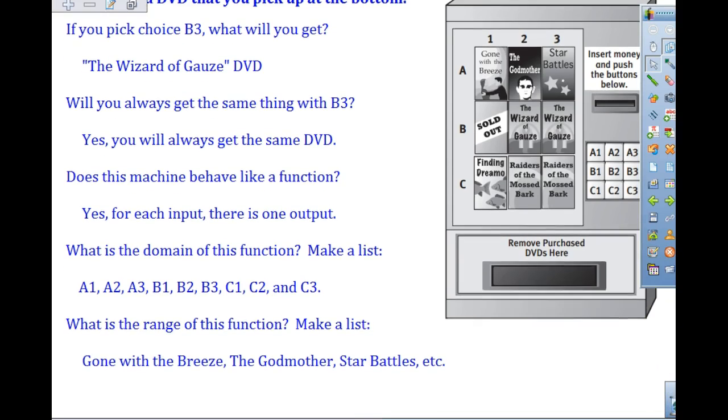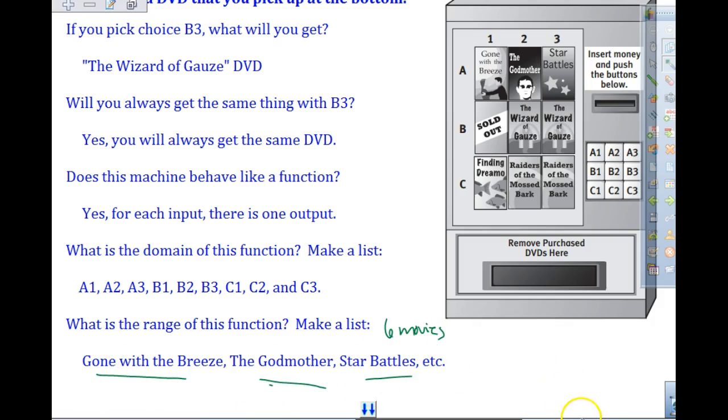Would I actually have 9 names? No. No, we only have 1, 2, 3, 4, 5. We actually only have 6 movies, right, in our list. There's only 6 movies in our list. I listed 3 of them. Could you have listed all 6 of them? Sure. So what is the range of the function? We put down the names. You could have listed a couple more with that.